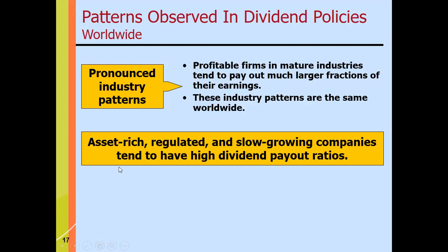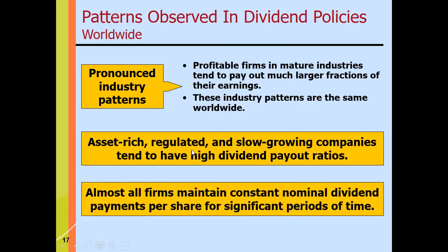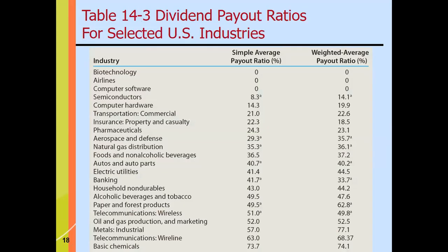Another thing is that asset-rich, regulated, and slow-growing companies tend to have high dividend payout ratios too. It's because they're asset-rich and they're much regulated. Almost all firms maintain constant nominal dividend payments per share. Take note, this is almost all, so it's not perfectly constant for significant periods of time. So it's much longer, if you would like to see a constant amount or percentage.